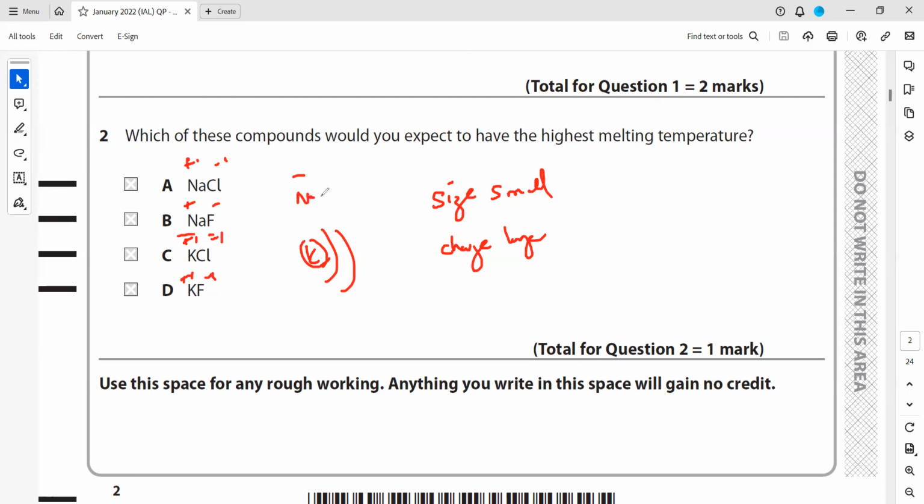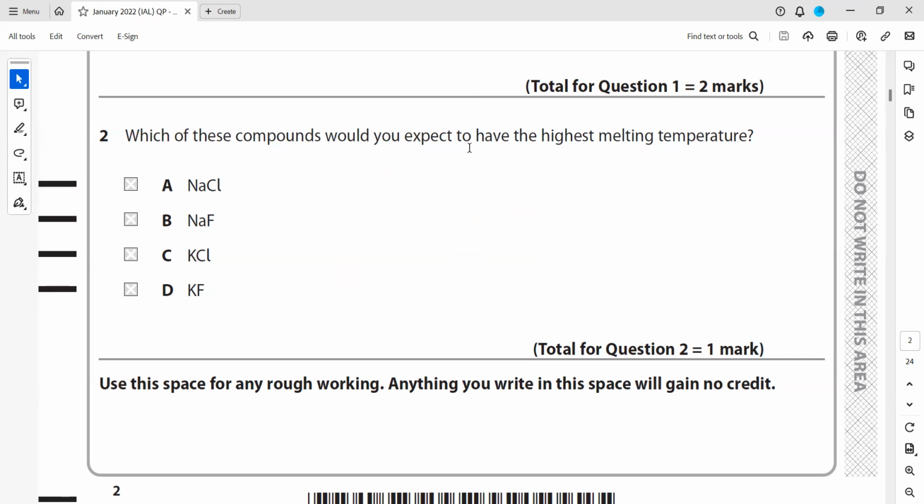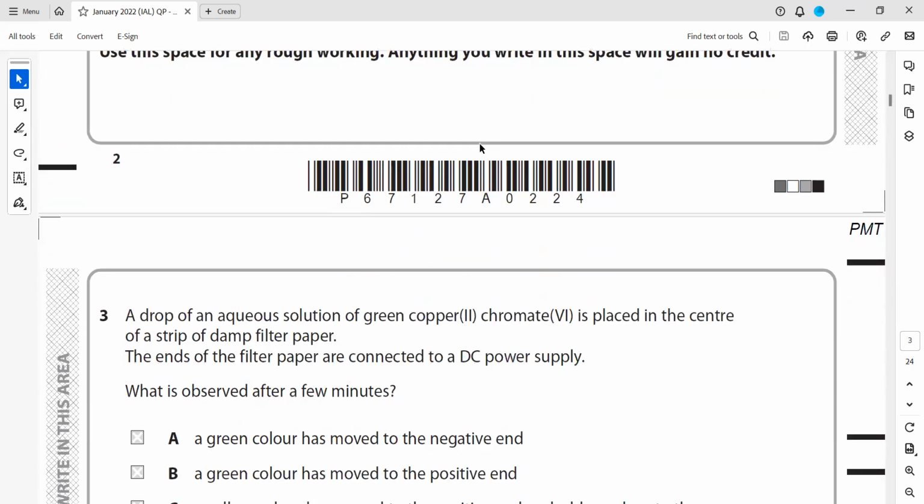Because sodium has first shell 2 electrons, second shell 8 electrons, and fluoride has first shell 2 and second shell 8 after the transfer of electron. So as a result, they have only 2 shells and the charge on each of them is 1. Then we check the size. The smallest size is sodium fluoride, because chloride will have 3 shells, and potassium will also have 3 shells. So that's why B should be the right answer. The melting point of an ionic compound depends on the attraction, and attraction depends on the size and the charge, so the ions should be small.